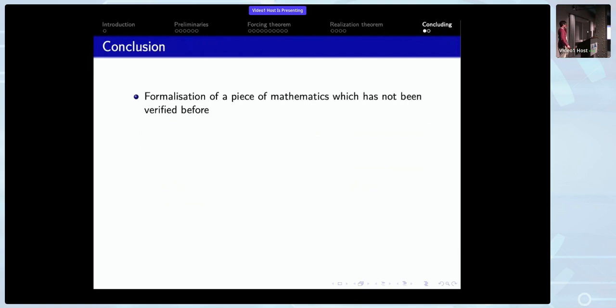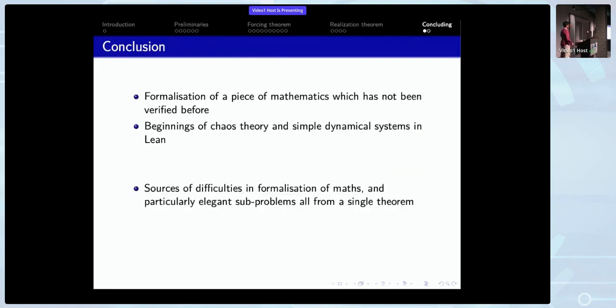Not ideal. Okay, so in conclusion, what I wanted to show you was a formalization of a piece of math which hasn't been verified before, in particular, the beginning of chaos theory and simple dynamical systems in Lean. I should mention quickly that this isn't the first time any chaos theory has been formalized. It's not the first time any dynamical system has been done in Lean, but it is the first time this theorem has been done in any proof assistant. But in particular, I want to highlight some of the sources of difficulties and some particularly elegant subproblems which showed up, all from this one nice self-contained theorem.